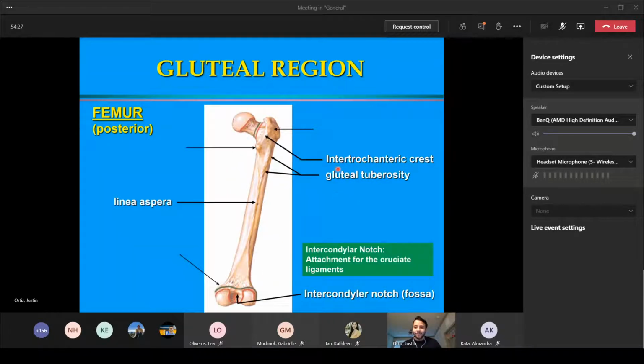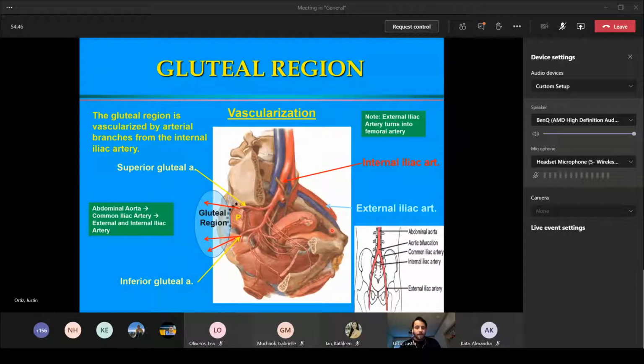Okay, and then the intertrochanteric crest. We'll talk about the gluteal tuberosity, which is important for the gluteus maximus, and then the linea aspera. We'll talk about that a lot more. The only thing he said was that the intercondylar notch is the attachment for the cruciate ligaments, but we're for sure going to talk about this a lot more in the last lecture on Wednesday when we talk about the leg.